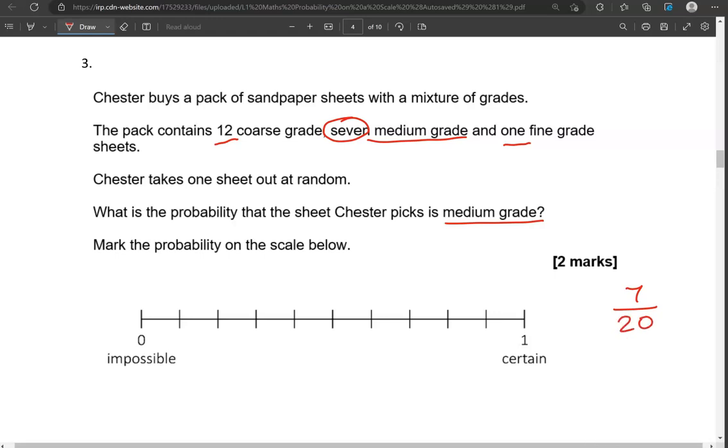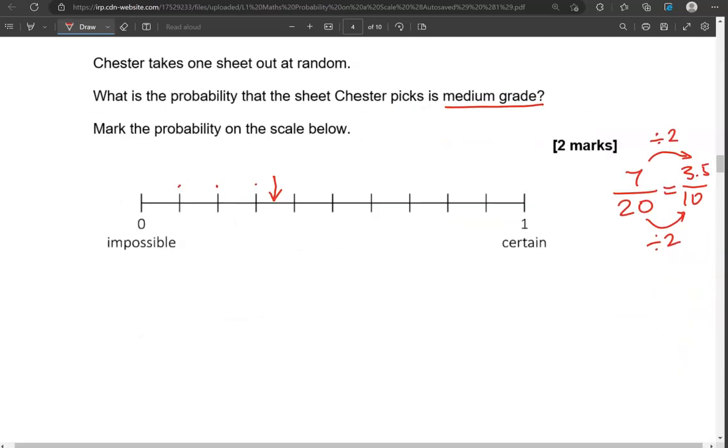We've got 10 divisions within the scale, so we're going to express this out of 10. So 20 divided by 2 gives us 10. 7 divided by 2 is 3.5. So 1, 2, 3.5, which is the same as 0.35 or 35%.